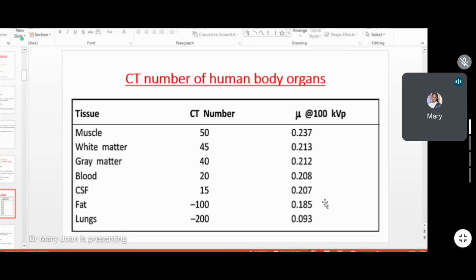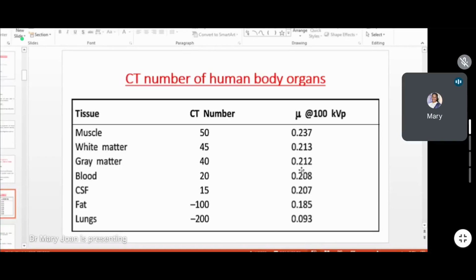So there is a difference between fat and tissue. Not very considerable, but there is an appreciable difference between fat and tissue. And lungs, which are mostly composed of air, have a CT number of minus 200 and an attenuation coefficient of 0.093. So air we have kept as minus 1000, water as 0, and hard bone as a varying range of 1000 to 3000. So correspondingly, you can see the variations in CT number and the mu.